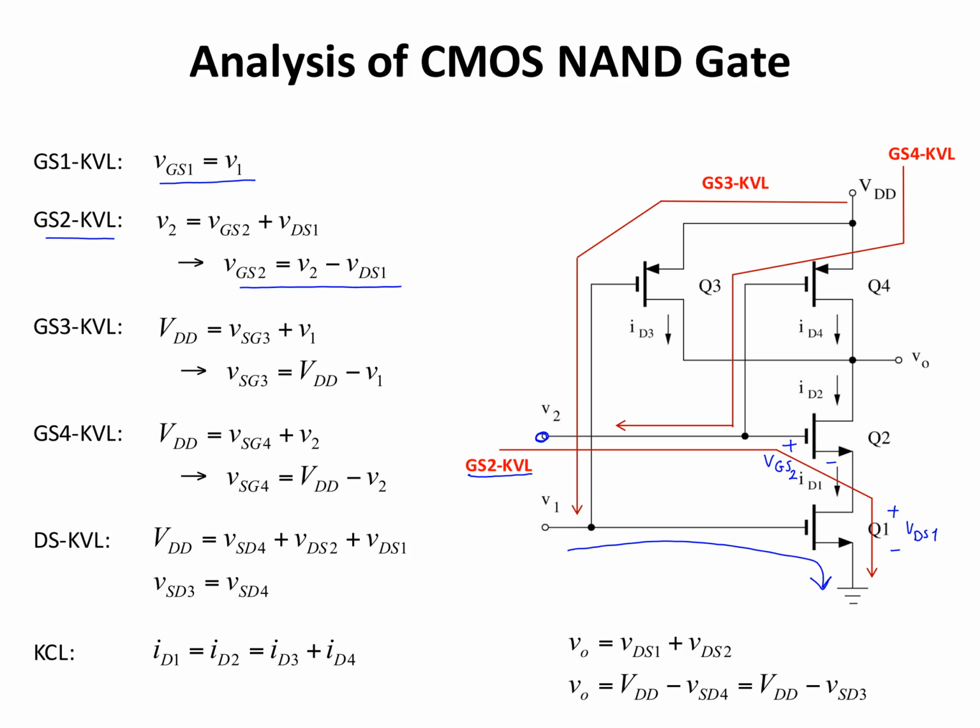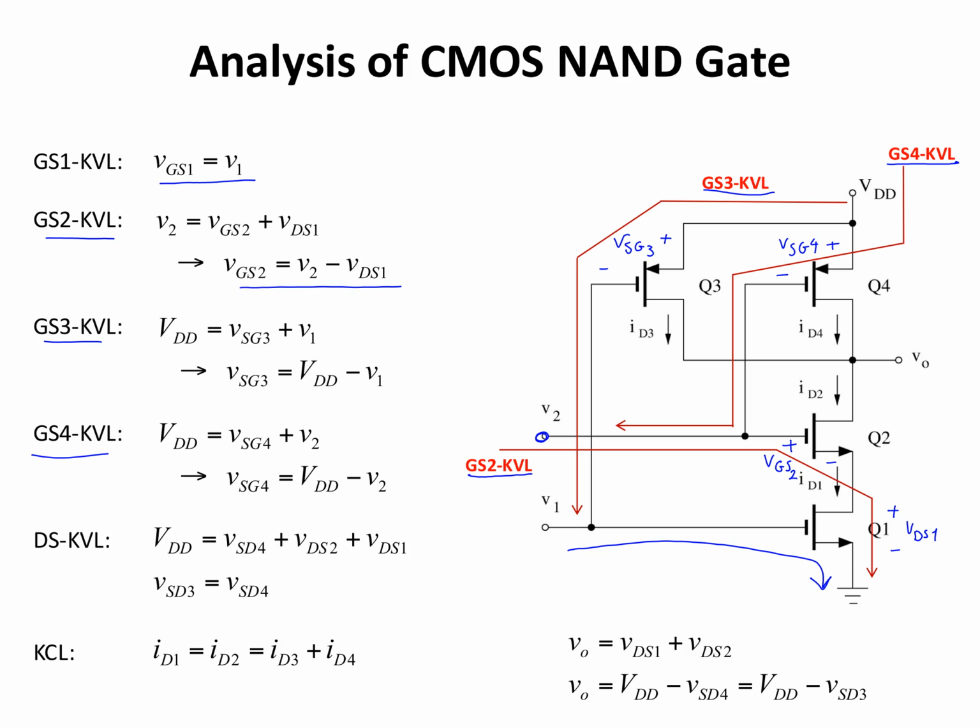How about the gate to source KVL for transistor 3, which is this one in here? Here I have VDD equals VSG of transistor 3 plus V1. How about the gate to source KVL for transistor 4, which is this loop here? I have the KVL written here: VDD equals VSG of transistor 4 plus V2.